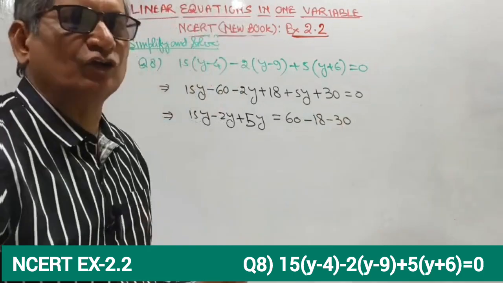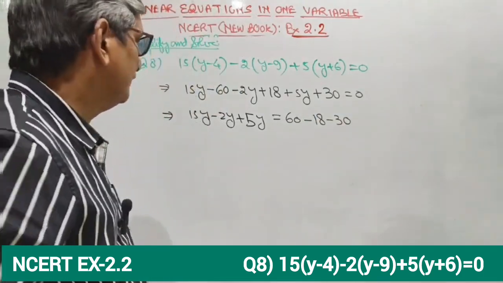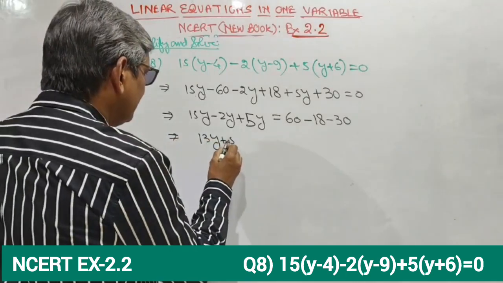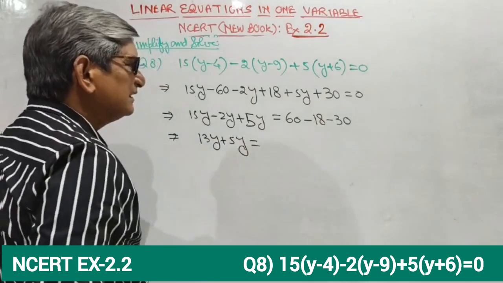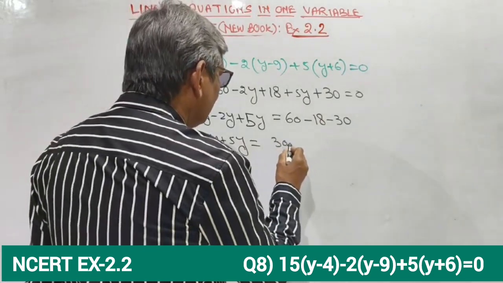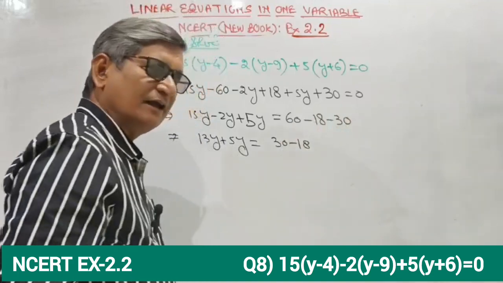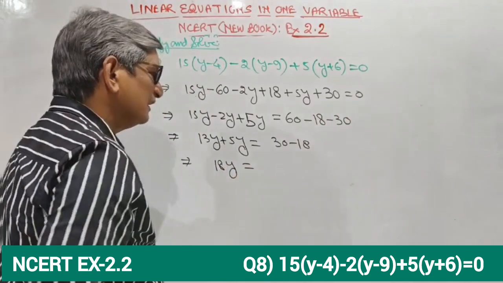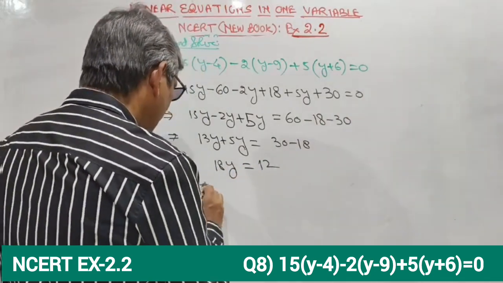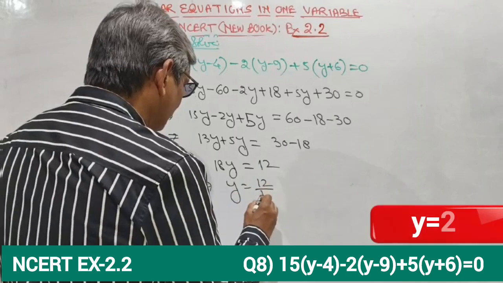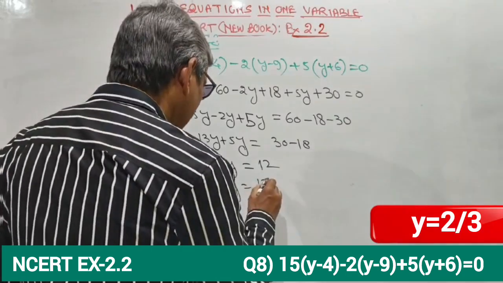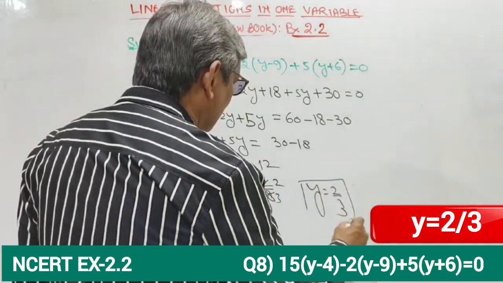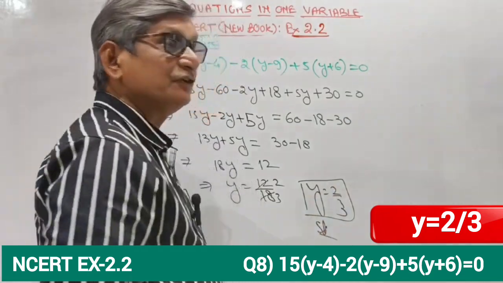If you want, you could have simplified also. It's not, you have to do like this only. What you will have? This is equal to 13y plus 5y is equal to 30 minus 18, 60 minus 30, 18. This is equal to 18y is equal to 12. So y is equal to 12 by 18, meaning 6 2 ja, 6 3 ja. So y is equal to 2 by 3. Here is the solution. y is equal to 2 by 3.